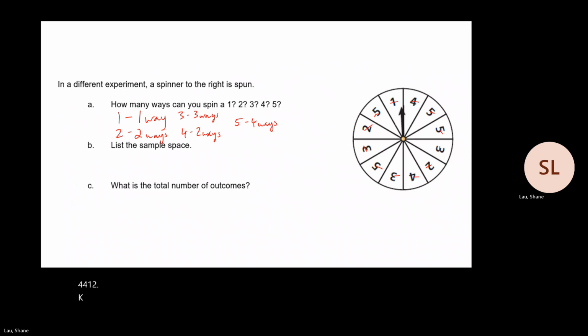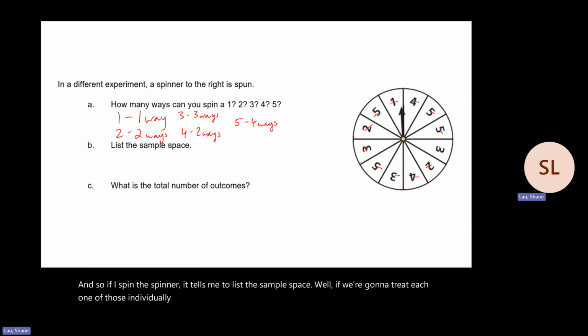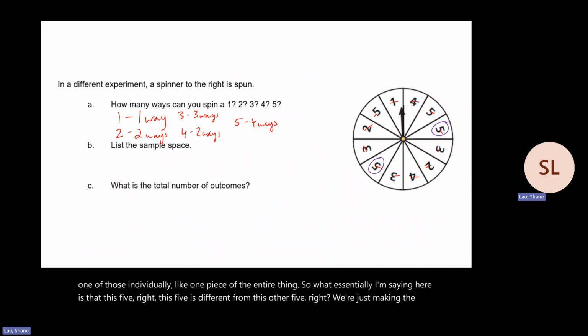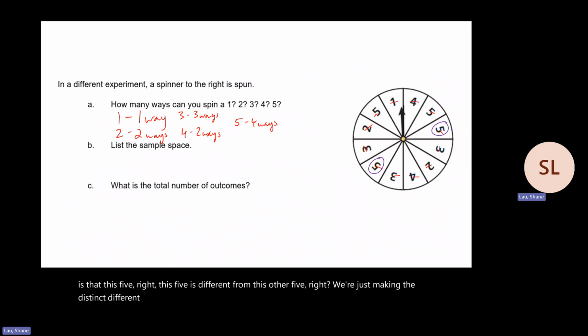Okay. And so if I spin the spinner, it tells me to list the sample space. Well, if we were to treat each one of those individually, like one piece of the entire thing, essentially what I'm saying here is that this 5 is different from this other 5. We're just making the distinct different regions. It's basically to say, list out every single possibility.